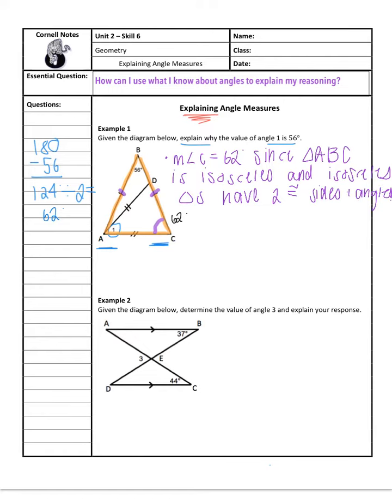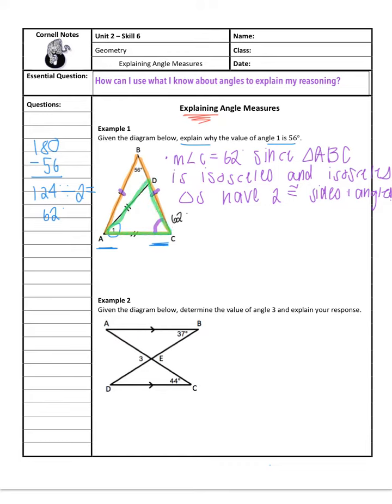All right. So we figured something out, but it's not angle 1 yet. So our goal is still to figure out what angle 1 is. We know it's going to be 56, we just have to get there. So the next thing I'm going to look at is we actually have this other triangle within our picture. This triangle right here. All right.